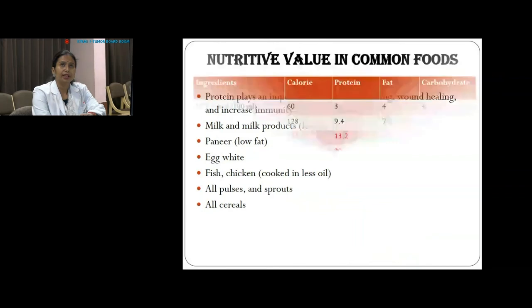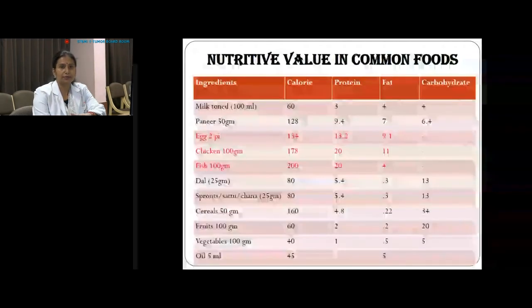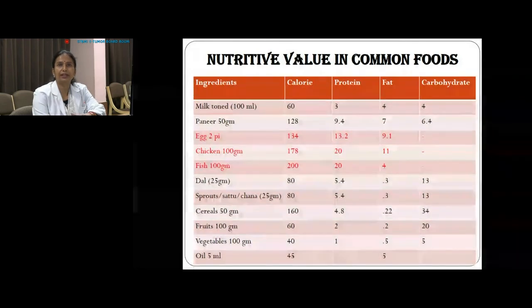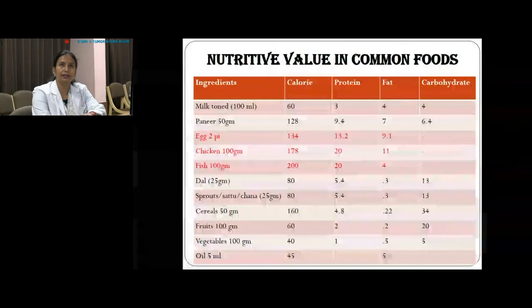This is a slide which I will say for all the students, or whoever is watching, can take a photo. It gives brief information about the calorie, protein, fat and carbohydrate. Milk should be toned. If paneer is used at 50 gram, then how much calorie, protein, fat and carbohydrate will be given. So it is very important to know the nutrients available in food products.